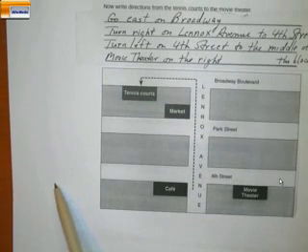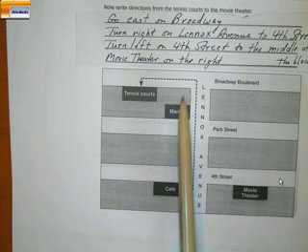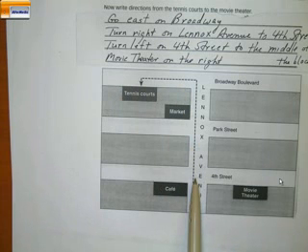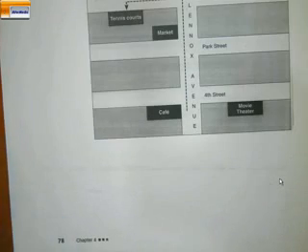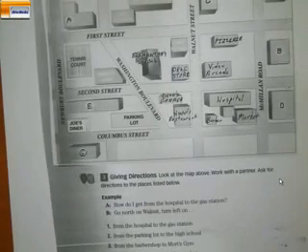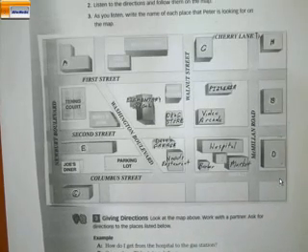Let's look at that again: go east on Broadway, turn right on Lenox Avenue to 4th Street, turn left on 4th Street to the middle, and movie theater on the right. So these are directions. The exercise at the end of the unit is very similar. We have a map with a lot of things on it. I wrote on some of them because they weren't so clear, just to help us.